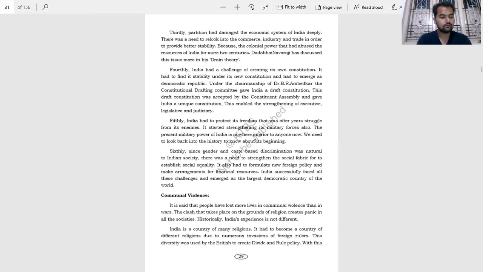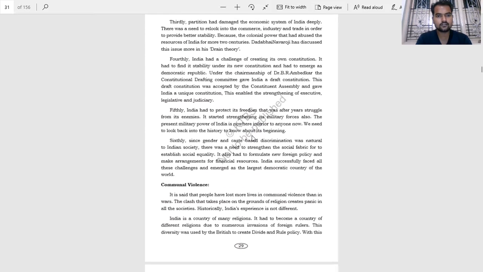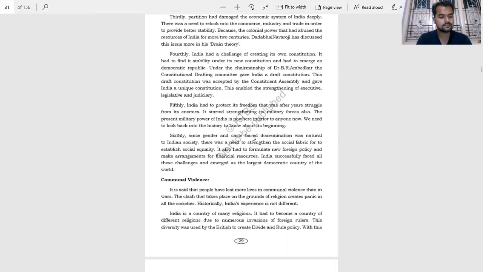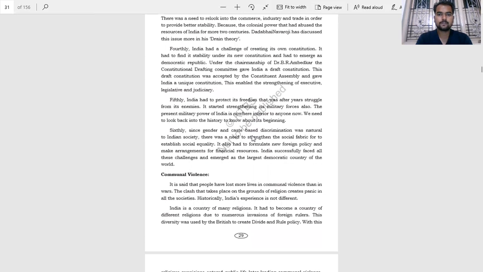Then the fourth challenge which our Indian government had was creating our own constitution, creating our own guidebook for how we will take our nation forward. So the task was given to Dr. B.R. Ambedkar, who was a very brilliant man with tremendous knowledge, who had 4 PhDs and n number of degrees.